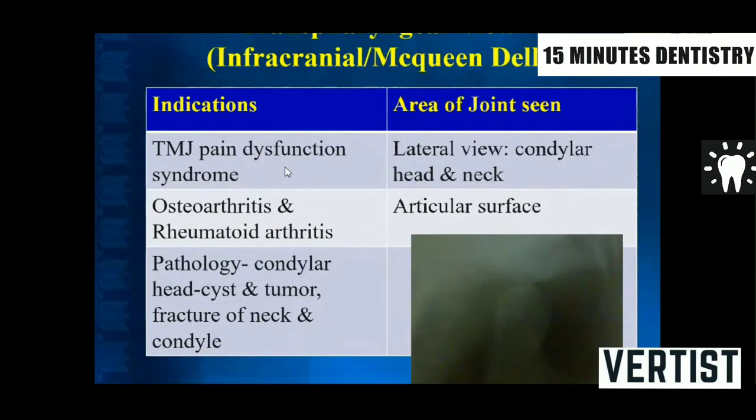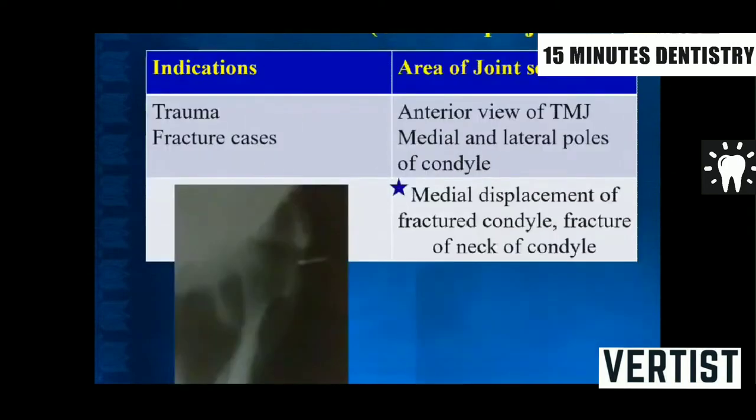Transpharyngeal view, again it is indicated for TMJ pain dysfunction, for arthritis and pathologies like condylar head cyst and tumors, fracture of neck and condyle. Area of the joint seen, you can see the lateral view. You can see the condylar head and the condylar neck, and you can see the articular surface. So any morphological abnormalities can be detected in this. It is also known as the infracranial view or the McQueen-Dell view.